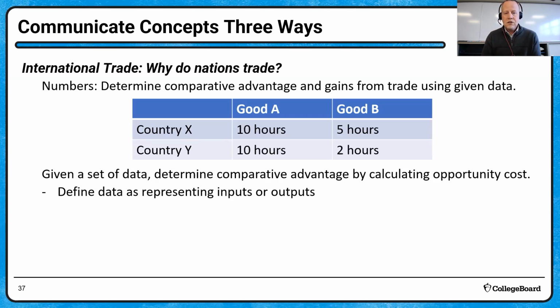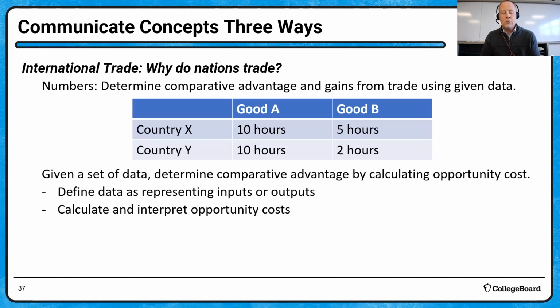In this particular case, you're told the amount of time it takes to produce a fixed amount of good A or good B. That's an input problem. Anytime you see time given, that's a dead giveaway that we're dealing with an input problem. So in this case, 10 hours to produce good A, 5 hours to produce good B, all in country X, input problem. Simple as it gets. All right.